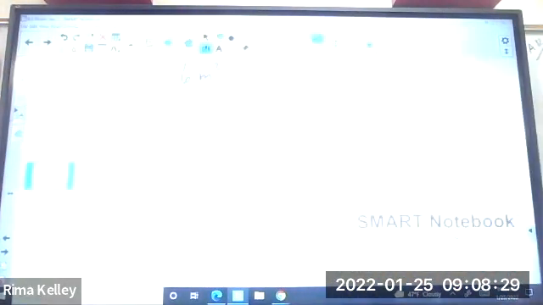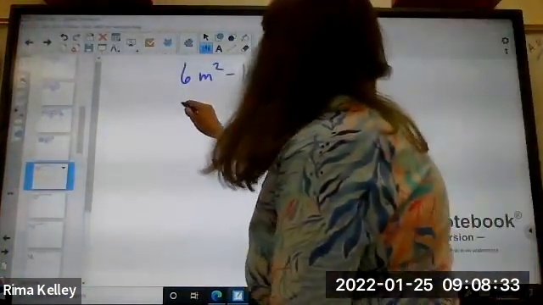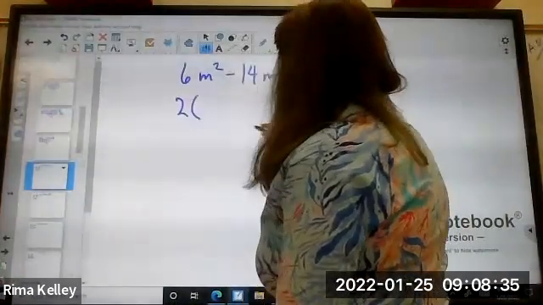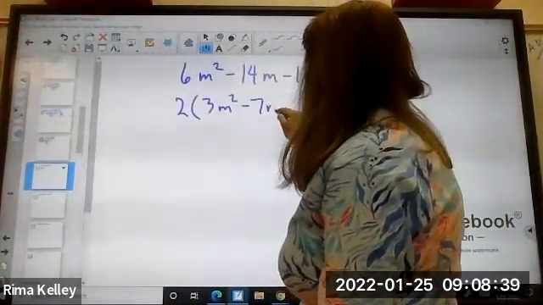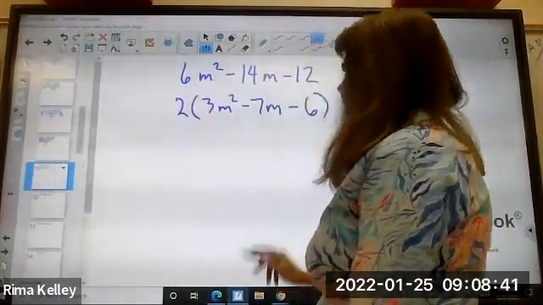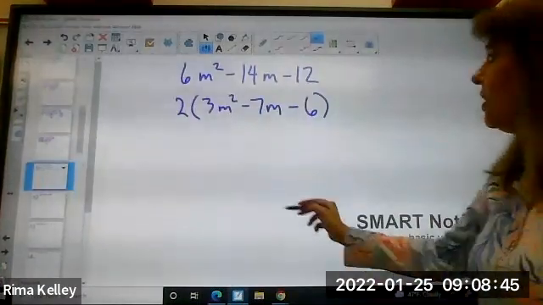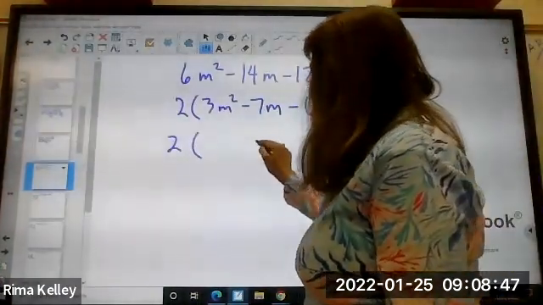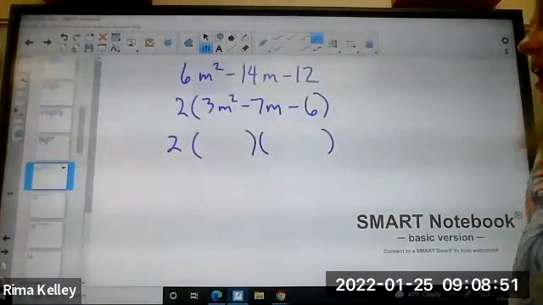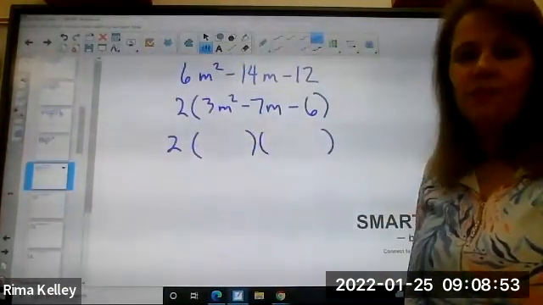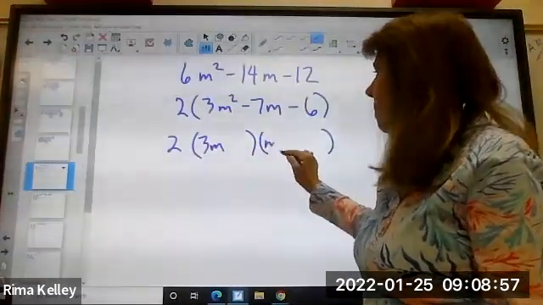So look at that. What is the GCF? So the GCF is 2. So we take out a 2. And we get 3m squared minus 7m minus 6. So we took out the GCF. So we keep the 2 and we do our 2 parentheses. Now, what times what is 3m squared? Well, there's only one thing. So we know it's 3m and m.